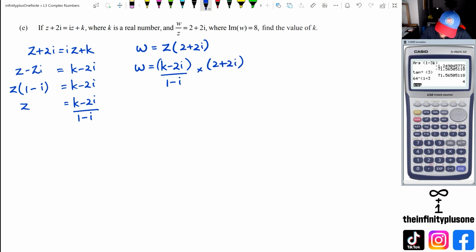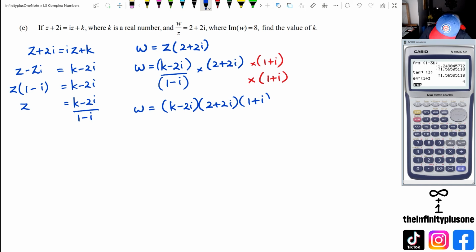No, unfortunately I can't. So what do I have to do? I have to rationalize the denominator. So I've got to multiply by 1 plus I, and also the same with the numerator. So at the moment, you've got this really big thing happening in the numerator, because you've got K minus 2I multiplied by 2 plus 2I multiplied by 1 plus I, and that whole thing is divided by 1 minus I and 1 plus I. It's a bit of an ugly looking equation, but this is part and parcel of the game.